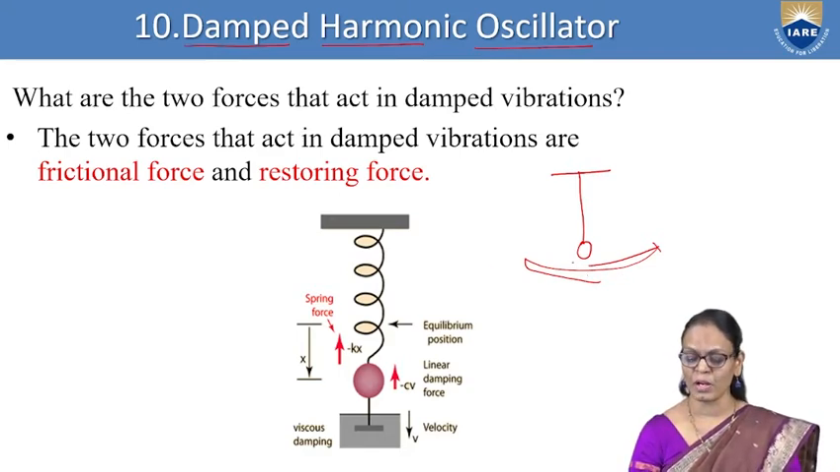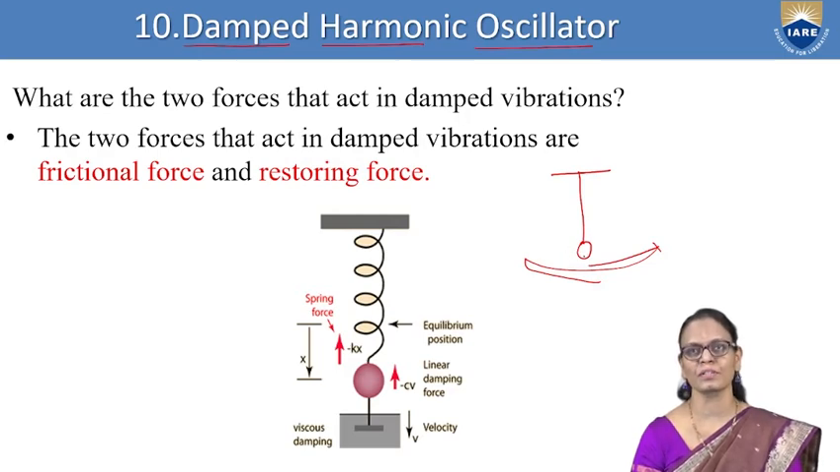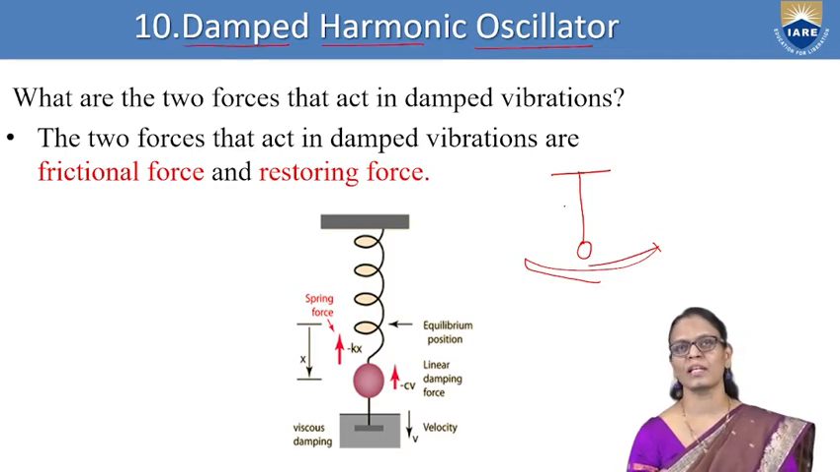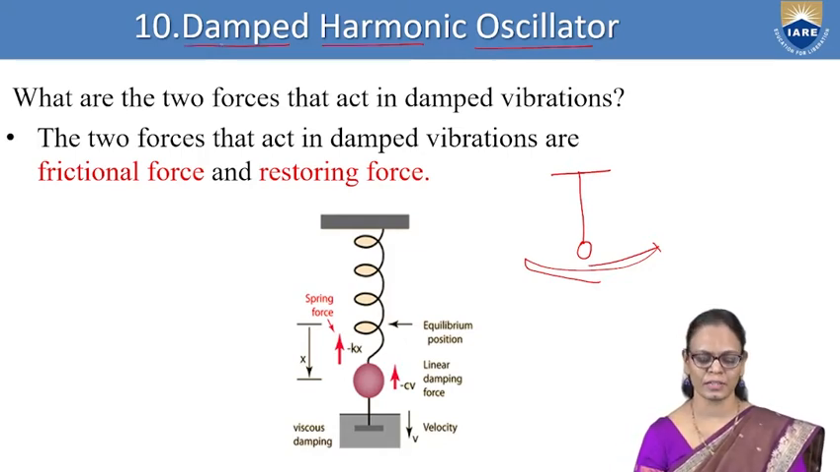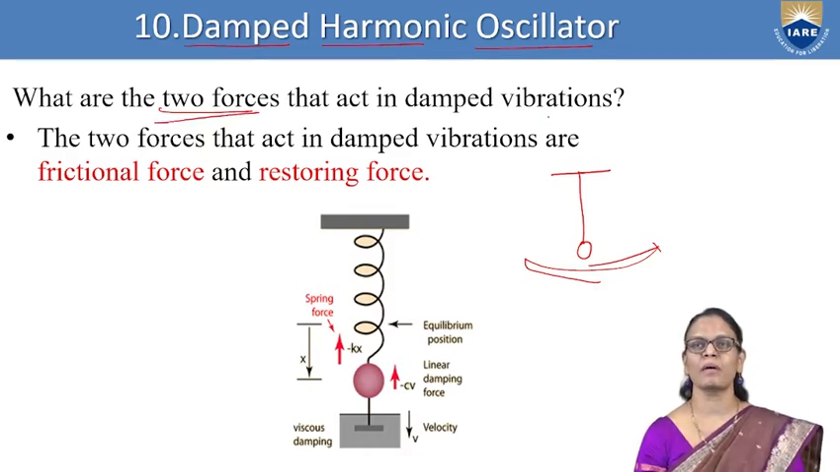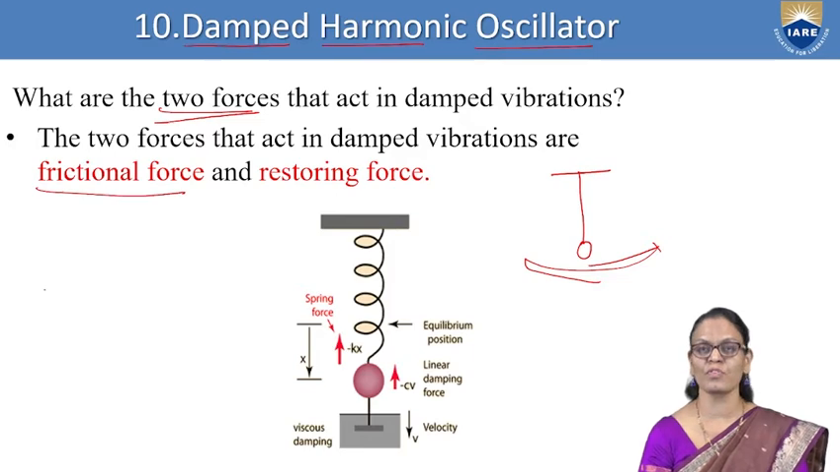Like this, it will continue oscillations. But now, whatever medium in which this object is, that offers some resistance to the motion of this object. And we are calling them damping forces. An oscillator on which there are damping forces, we call a damped harmonic oscillator. Now we are going to discuss what are the two forces that act on a damped harmonic oscillator. One is the frictional force and the other is the restoring force.